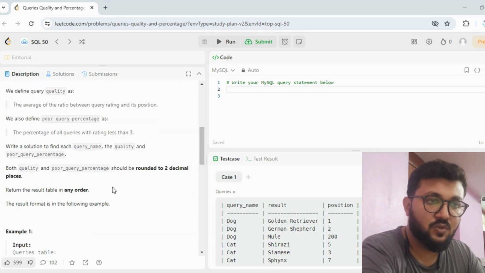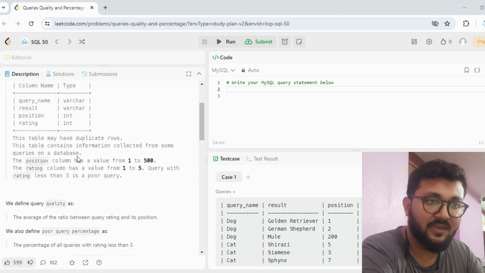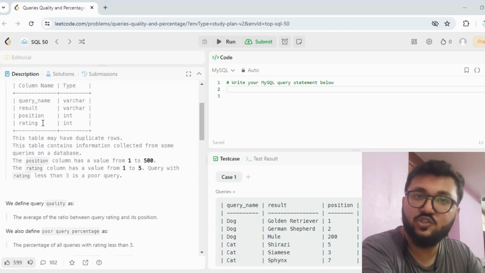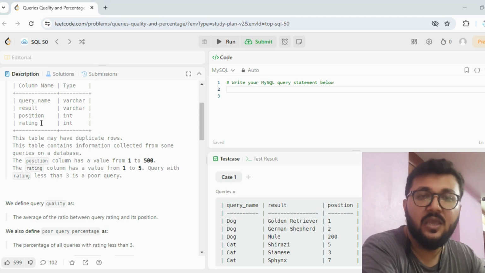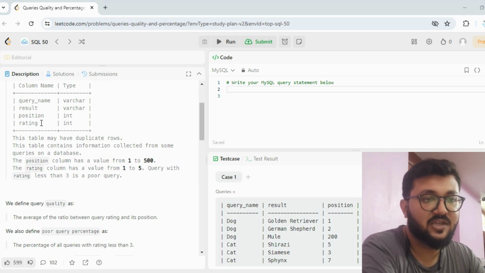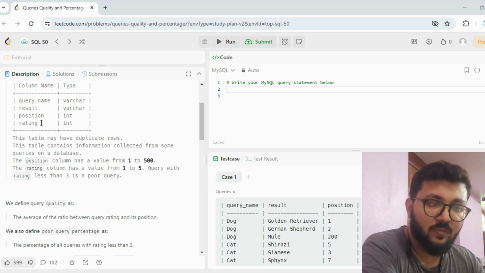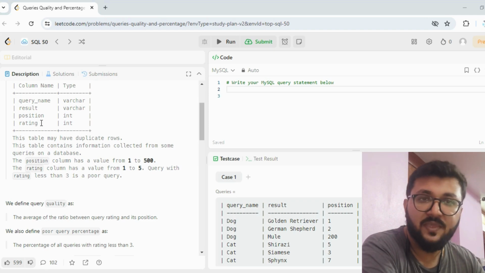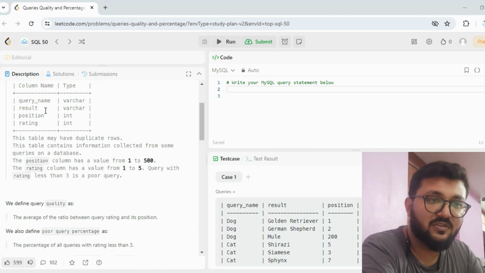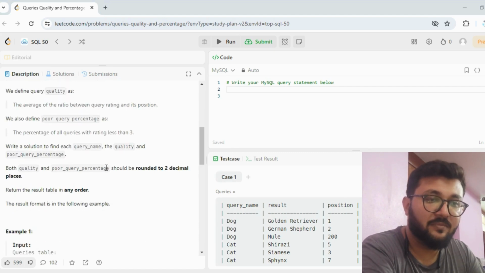Using some logic: we define query quality as the average of the ratio between the query rating and its position. You have rating and position in the table, so I have to find the ratio between the rating and the position, and then take the average. It is clear from the question. We have to use a group by on the query name, because the ratio of rating and position is summed up per query and then averaged. For that reason we will use a group by on query name.